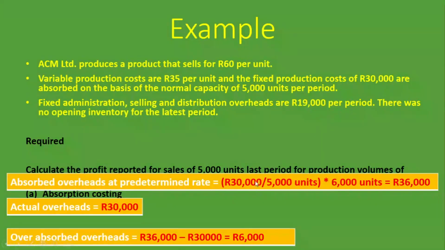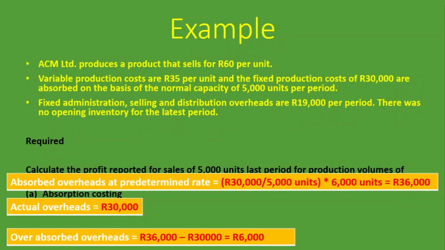First, you calculate the fixed production cost per unit using the predetermined rates, which is using the normal capacity that you're given. So you take 30,000 rand, which is the fixed production cost for the period, divide by the normal capacity, which is 5,000 units, and you get the fixed production cost per unit, which is predetermined, and you multiply that by what you produced during this period. If the answer is more than the actual fixed production cost, then we have over absorption.